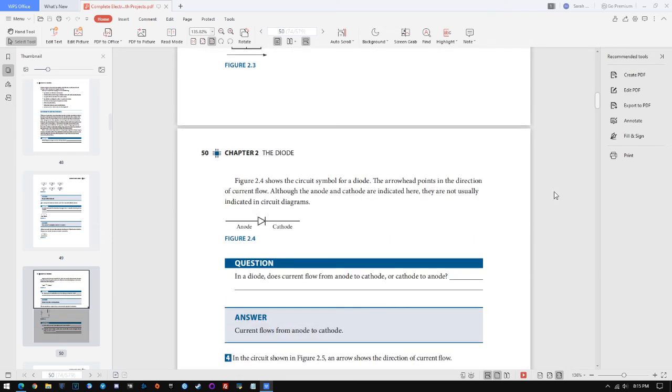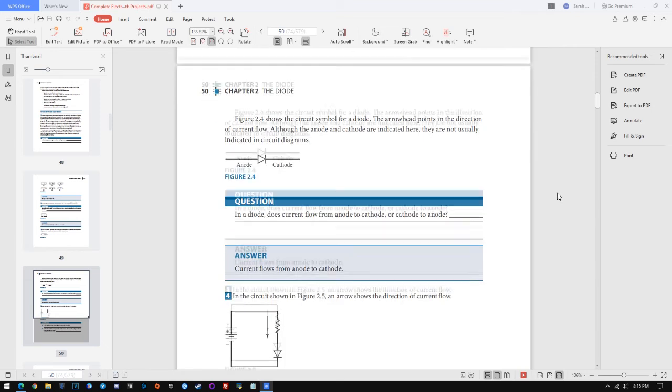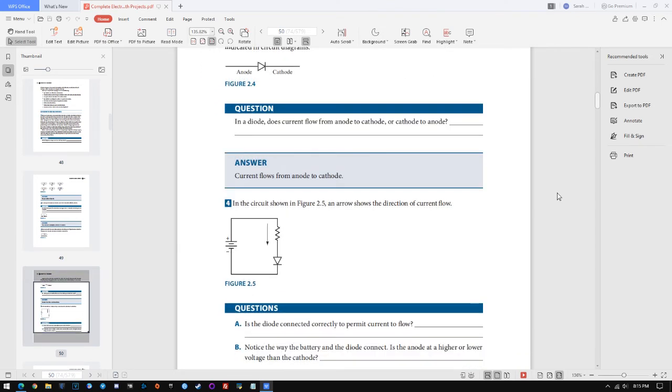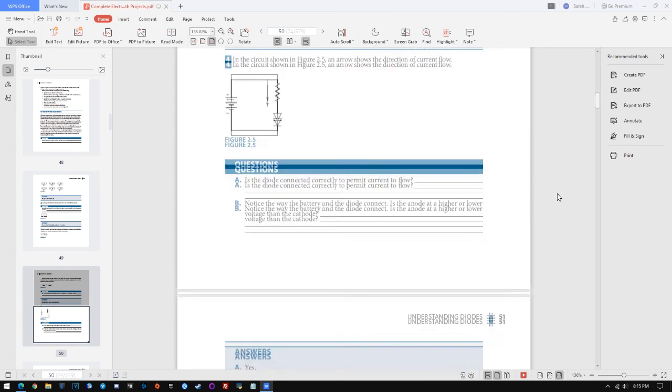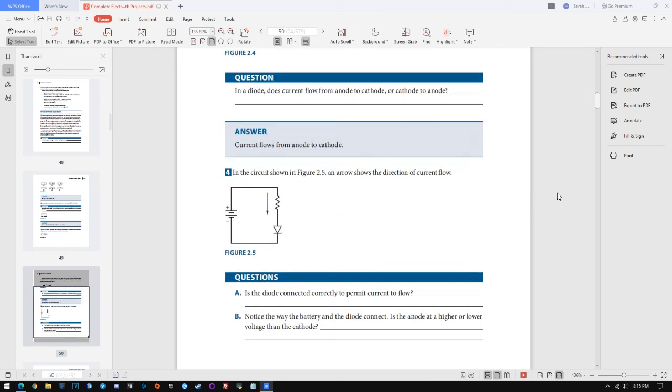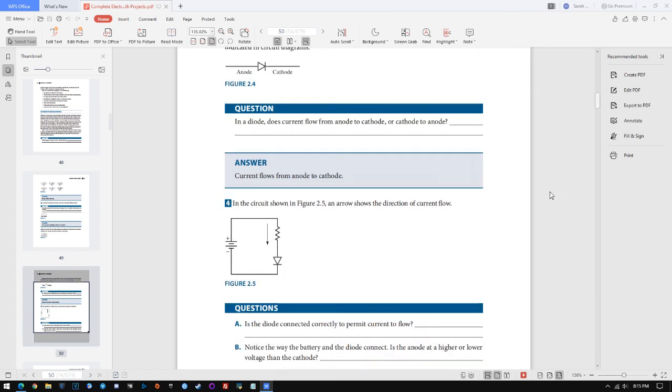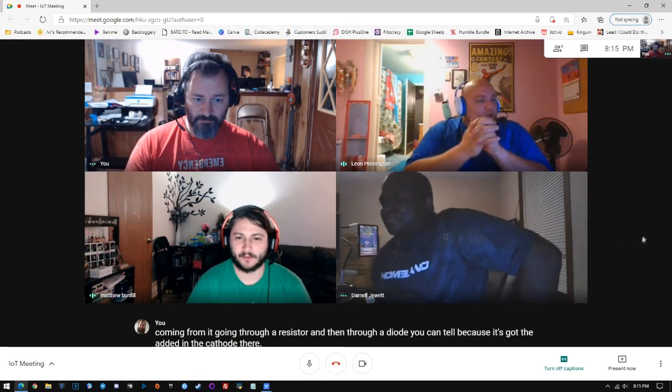And we're going to look at question 4. In that figure, 2.5, what are we looking at there? You're looking at a circuit. A resistor circuit with a diode, right? You've got a battery on the left side, and the current's coming from it going through a resistor and then through a diode. You can tell because it's got the anode and then the cathode there.